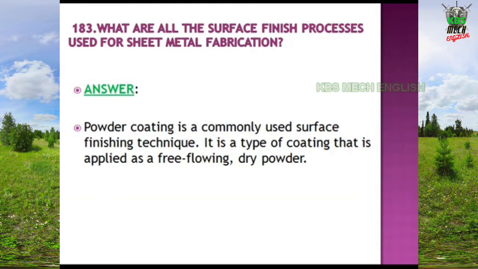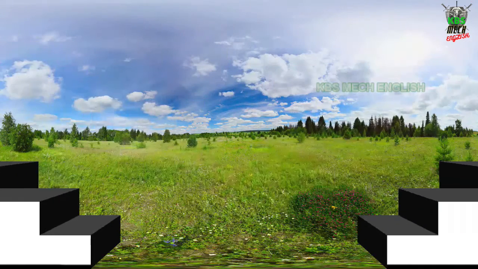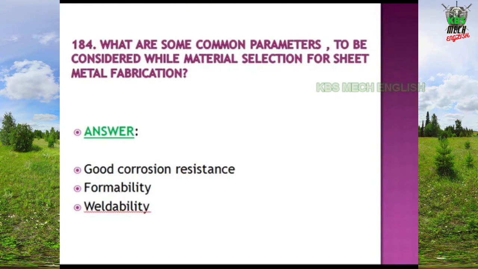Question number 183. What are all the finish processes used for sheet metal fabrication? Answer. Powder coating is a commonly used surface finishing technique. It is a type of coating that is applied as free-flowing dry powder. Question number 184. What are some common parameters to be considered while selecting material for sheet metal fabrication? Answer. Good corrosion resistance, formability, weldability.